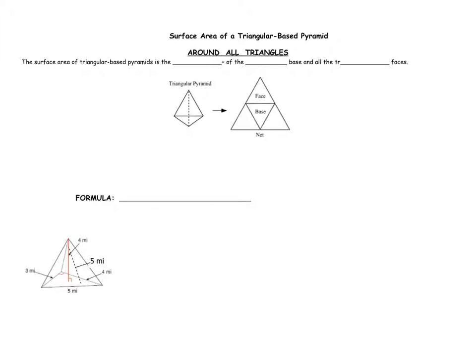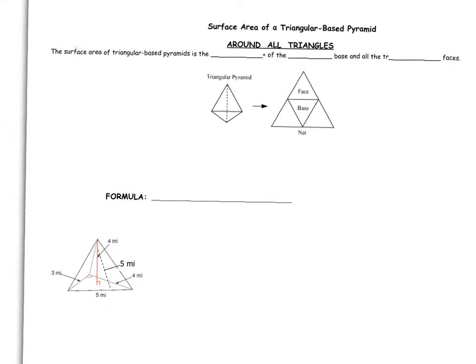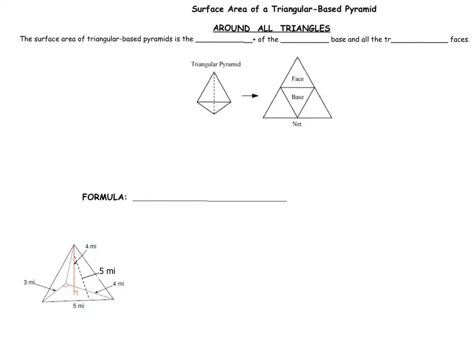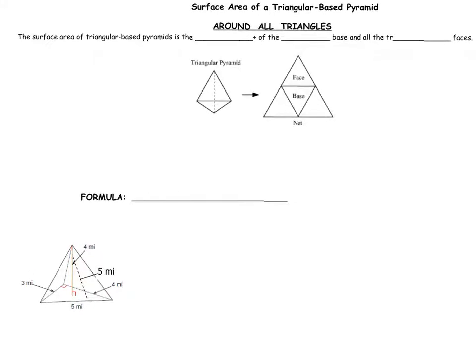The next thing we're going to look at is the surface area of a triangular pyramid. It's basically going to be the exact same formula, except instead of using the square bottom, we have a triangular bottom. So we've got to use that information. The triangular base pyramid is basically just the sum of the triangle base and all the triangular faces.